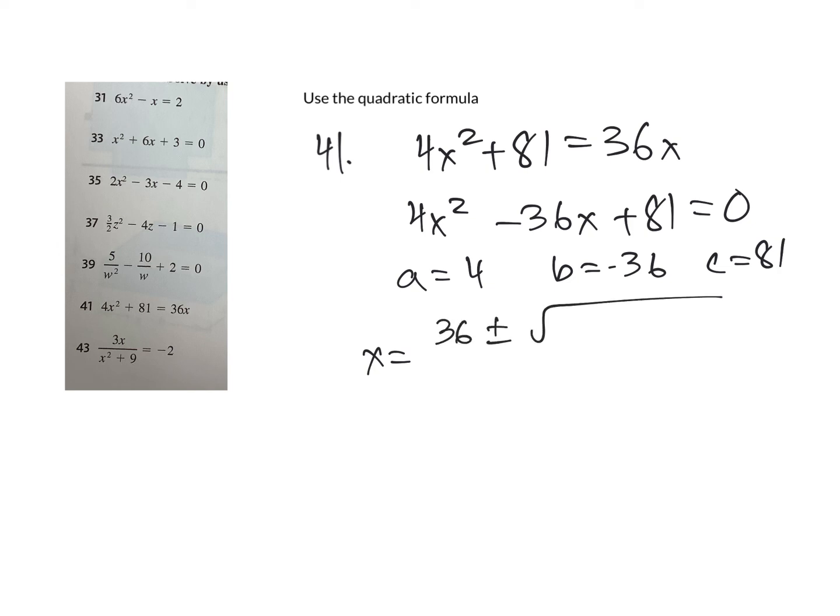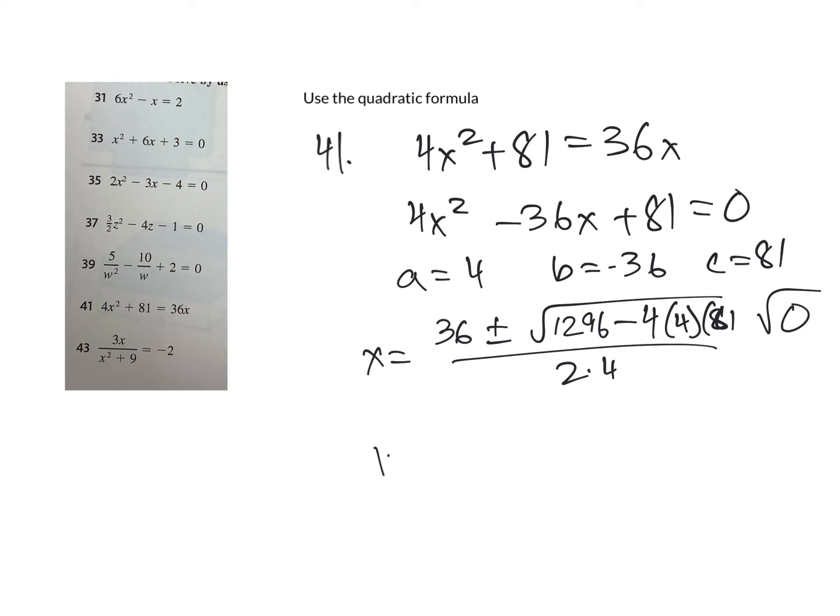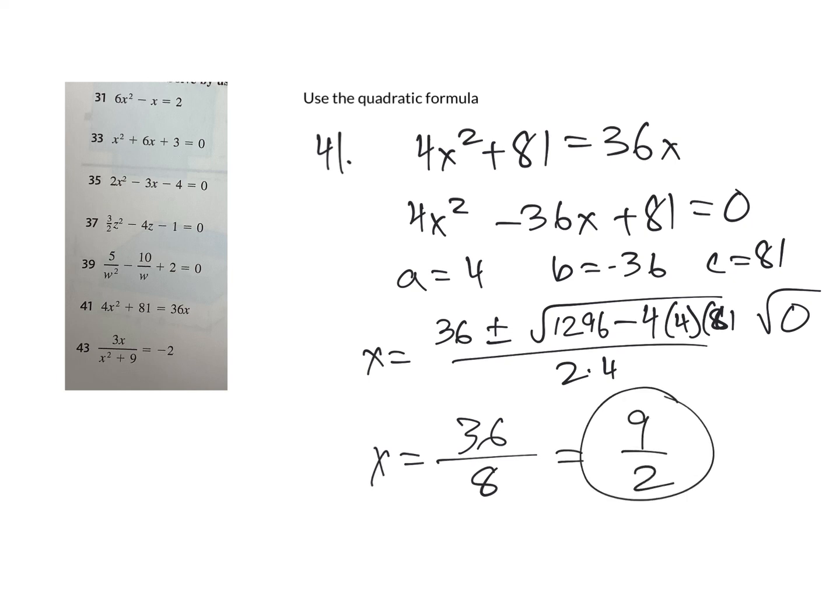So now you need a calculator, and you got to figure out what 36 squared is. So 36 times 36 is 1,296 minus 4 times a times c. So let's figure out, all over 2 times a. Let's figure out the radical here. 16 times 81. That is 1,296. So it's going to be 0 in your radical. So what we really have is 36 over 8. Divided by 2, or reduce. Divided by 4, excuse me, you get 9 over 2. And just 9/2. So that means your vertex is on the x-axis.